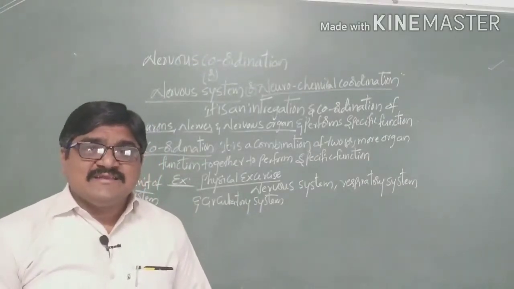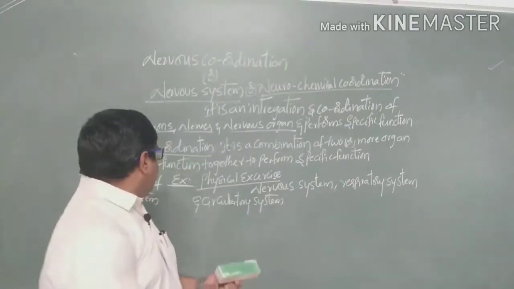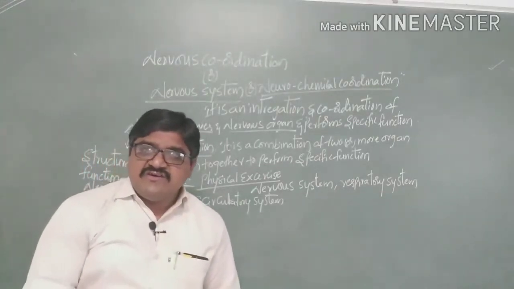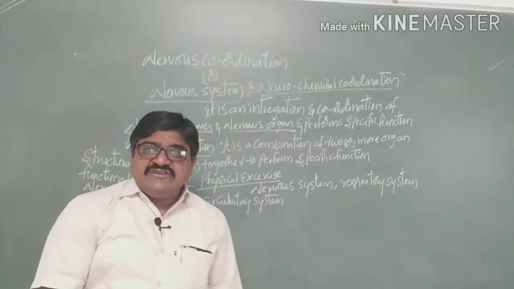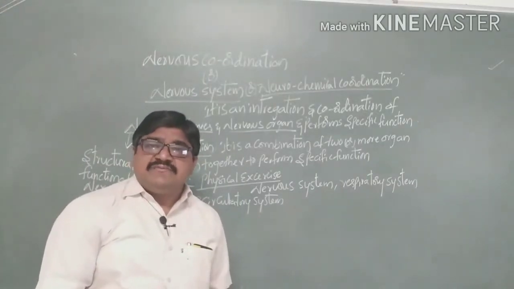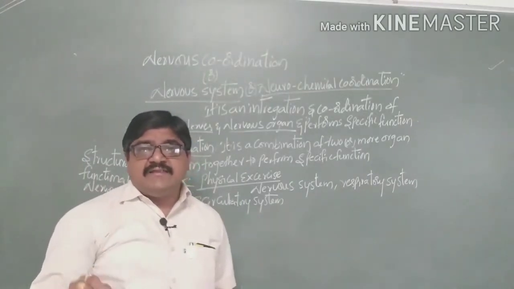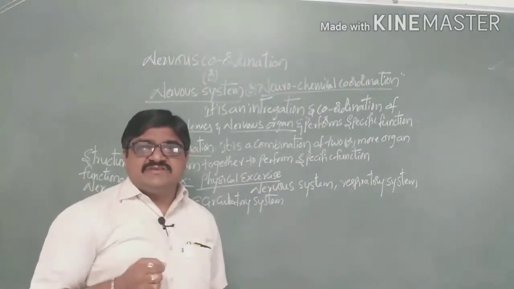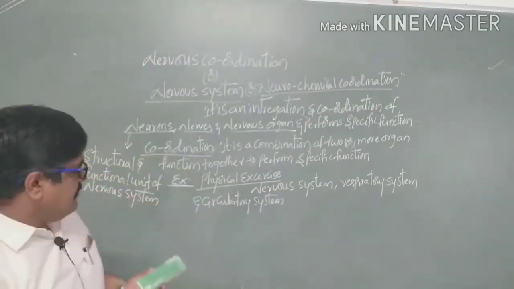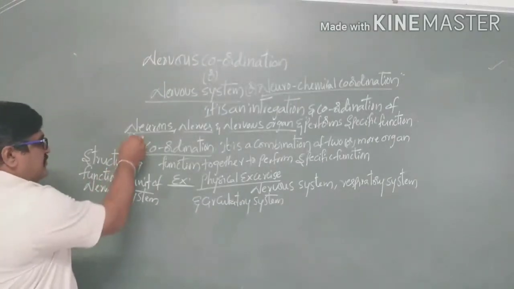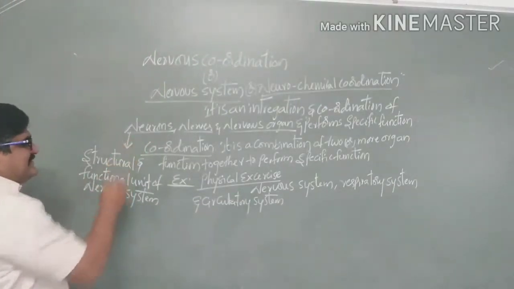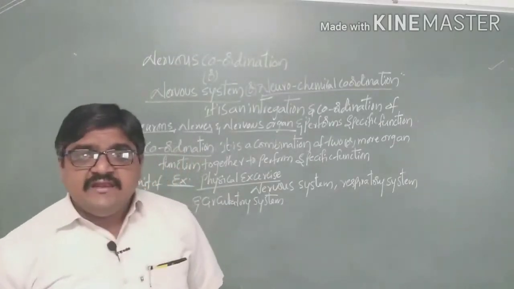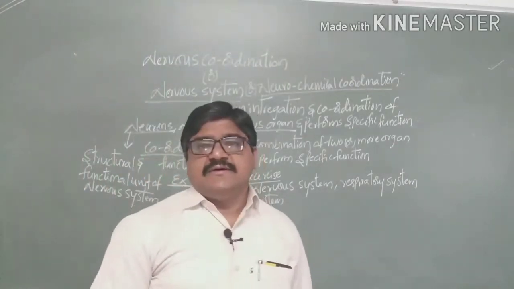So we can call them structural, because they give a definite shape to the nervous system, and functional, because they transport the impulse from one part to another within a fraction of a second. So the neurons are called the structural as well as the functional units of the nervous system.